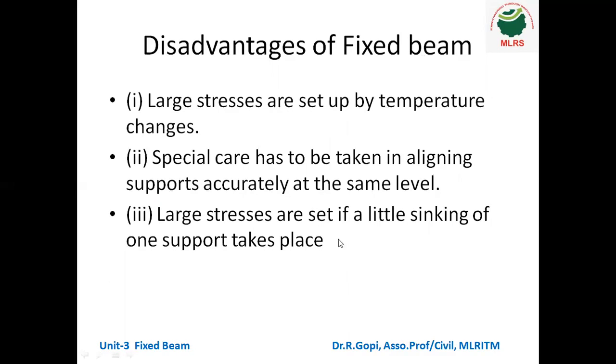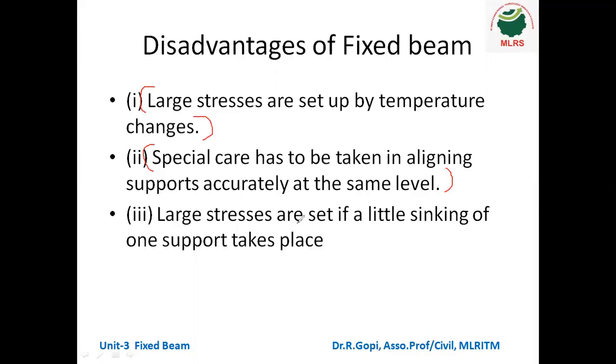Next, what are the disadvantages? Since it is rigidly fixed, large stresses are set up by temperature changes. Due to temperature, there is no way to expand or contract because it is rigidly fixed, so large stresses are developed. Next, special care has to be taken in aligning supports accurately at the same level. While maintaining the level of the beam, we have to take more care. It should be placed at the same level on the supports.